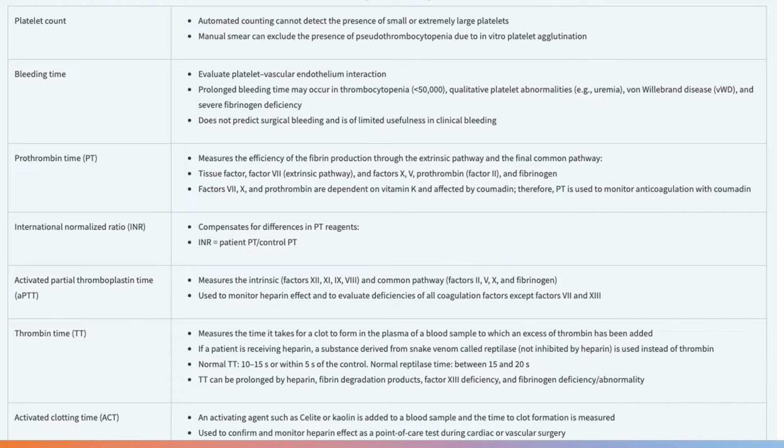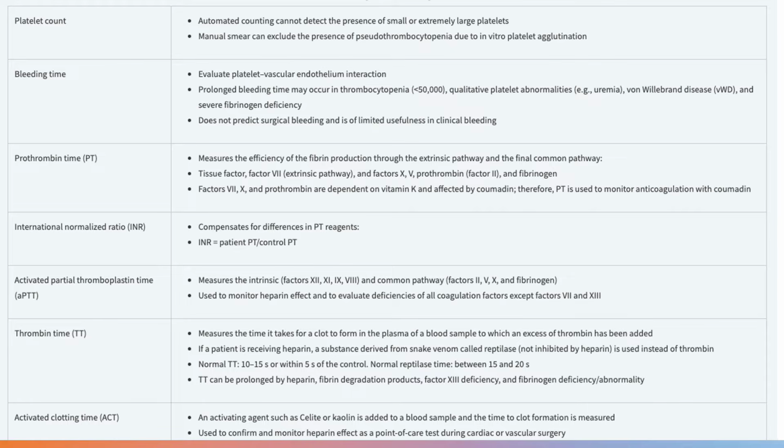Activated partial thromboplastin time, that is the APTT, measures the intrinsic factors, factor 12, factor 11, factor 9, and factor 8, and the common pathway, factor 2, factor 5, factor 10, and fibrinogen. It is used to monitor heparin effect and to evaluate deficiencies of all coagulation factors except for factor 7 and factor 13.